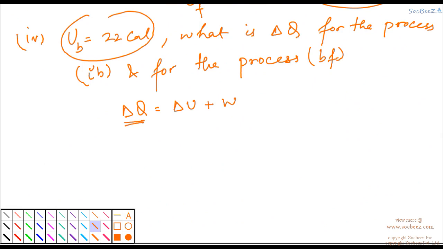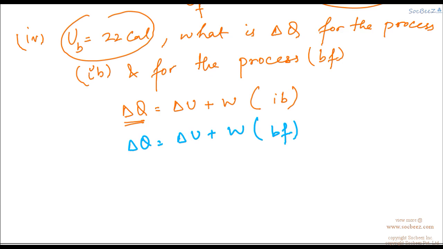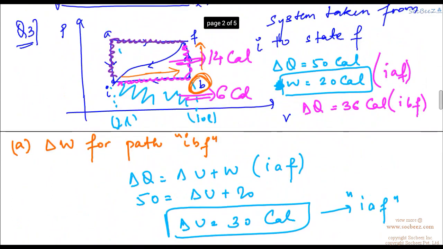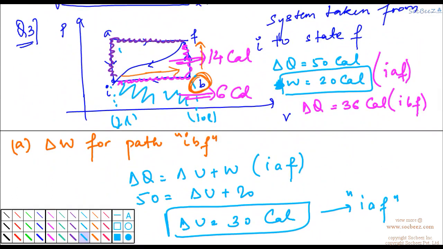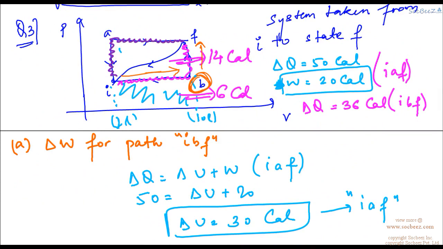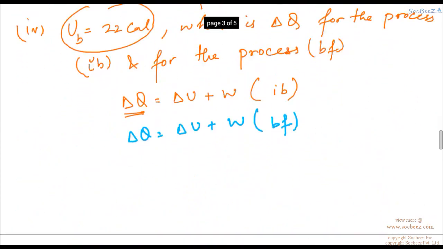So delta Q, this is for the process IB, let's suppose. Okay, and delta Q is also equal to delta U plus W for the process BF, correct? We can say that first of all, the work done by IB in the IB process is nothing but the area under this line, which is the same as the work done by the IBF process, correct?